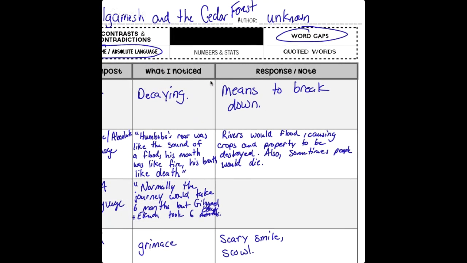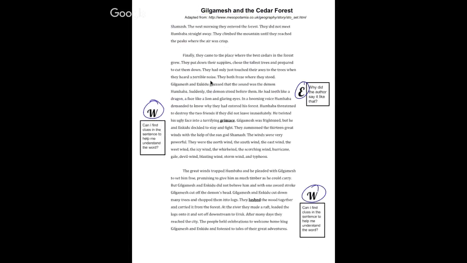So we had to figure out what information the author is trying to tell us. So we came up with that rivers would flood, causing crops and property to be destroyed, and sometimes people would die because of these floods. And we took that from this information because we kind of came up with that Humbaba is just a metaphor for the civilization, for Mesopotamia. So we know that whenever the author is talking about Humbaba, we're talking about Mesopotamia or Mesopotamians. So we took this information, we broke it down, and then for homework tonight, you're reading another myth.